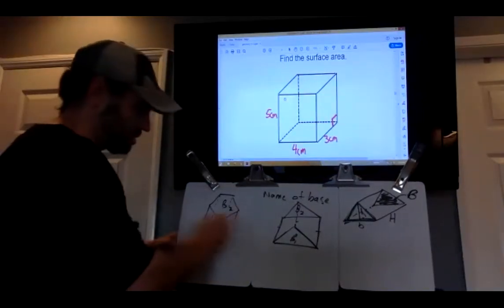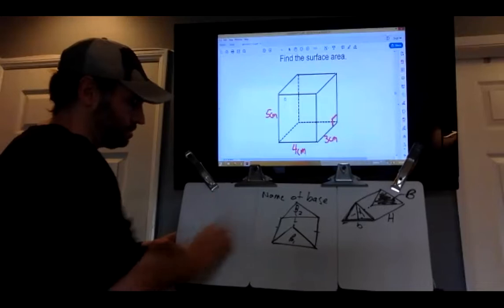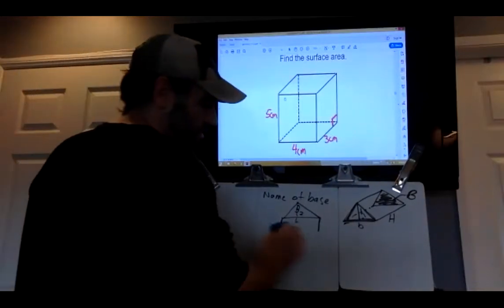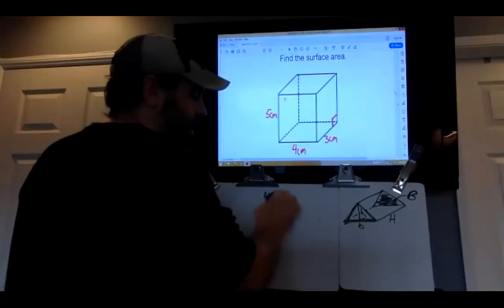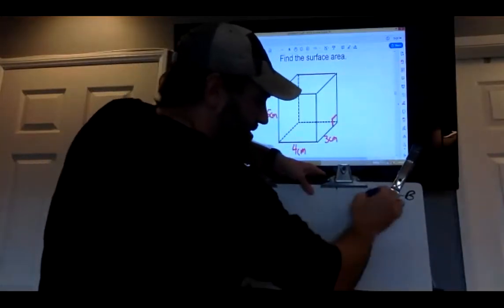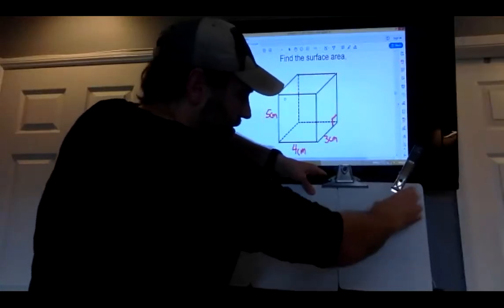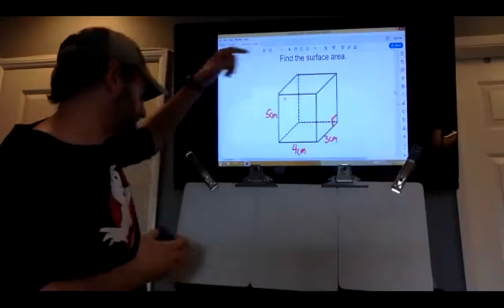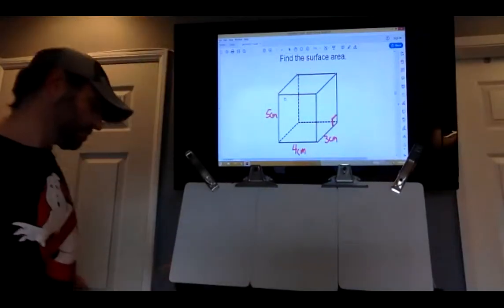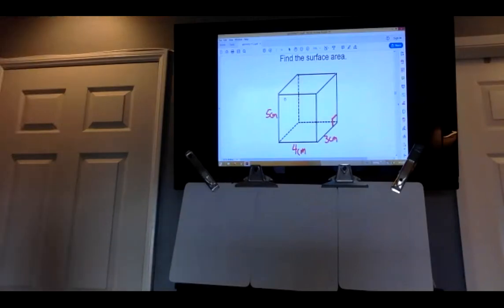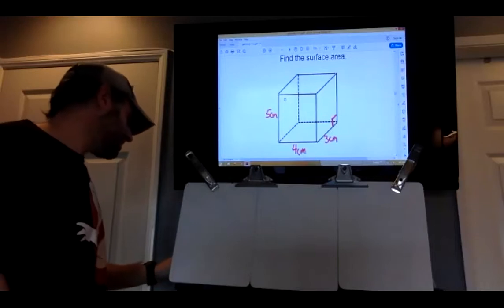So, Mr. Rosenthal, the lateral area is the area of all the rectangles attached to the base in a prism, right? Yeah, it's all the non-base faces. All the faces added up that are not the bases, excluding the bases. And are we finding lateral area or surface? It says surface. Okay. 94. Well, we don't want to. Really easy. We don't need to shout out the answers.